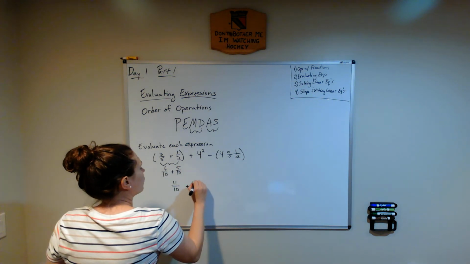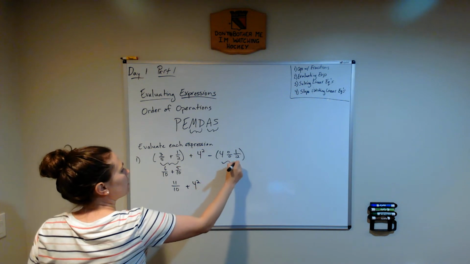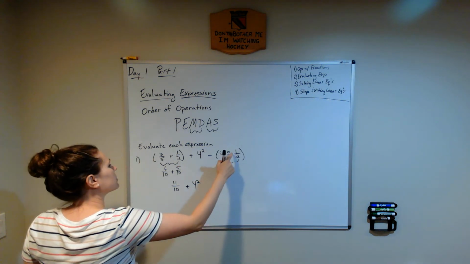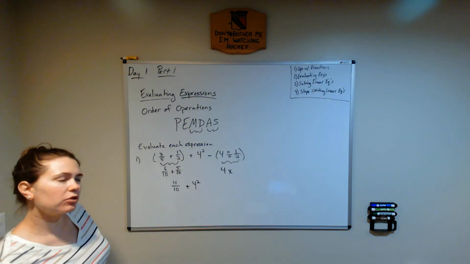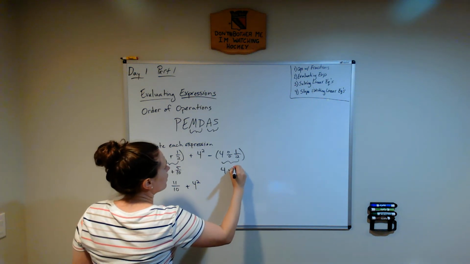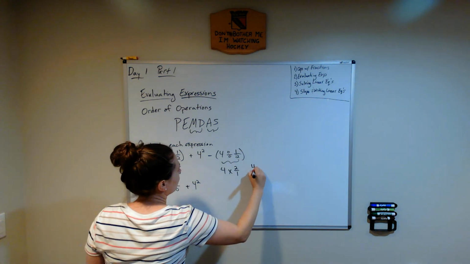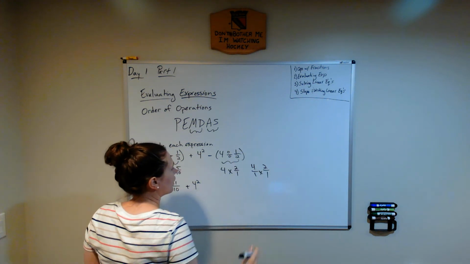Okay? Plus 4 squared. Now to take care of this set of parentheses, 4 divided by 1/2 is the same as 4 times the reciprocal of 1/2, which means you flip the numerator and the denominator. So 4 times 2 over 1, that's the same as 4 over 1 times 2 over 1.